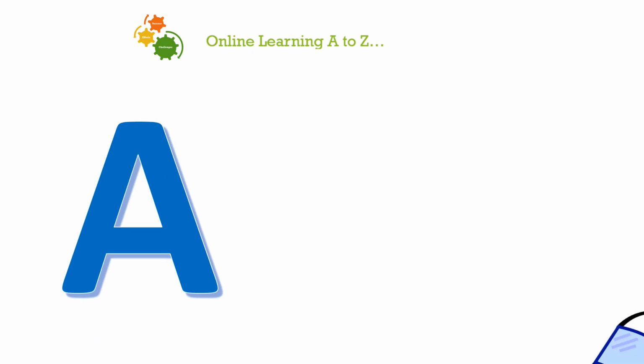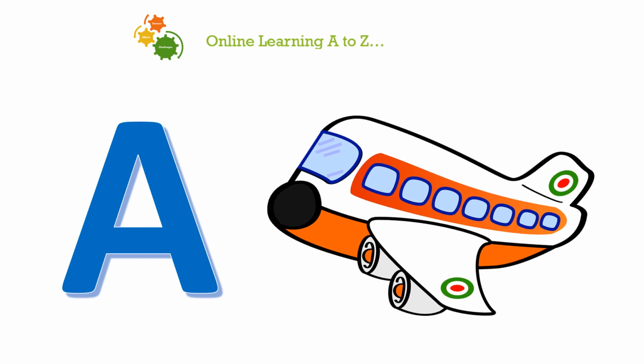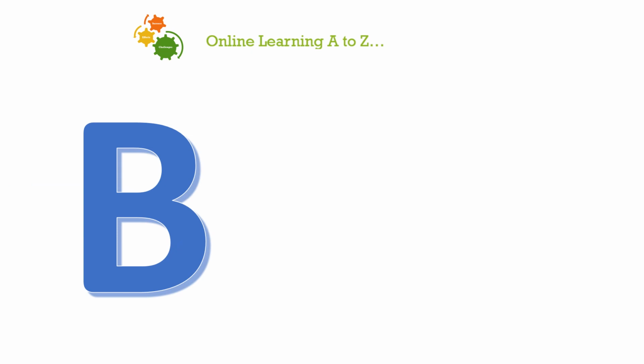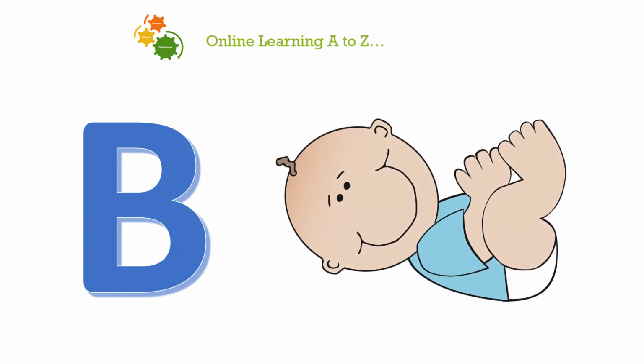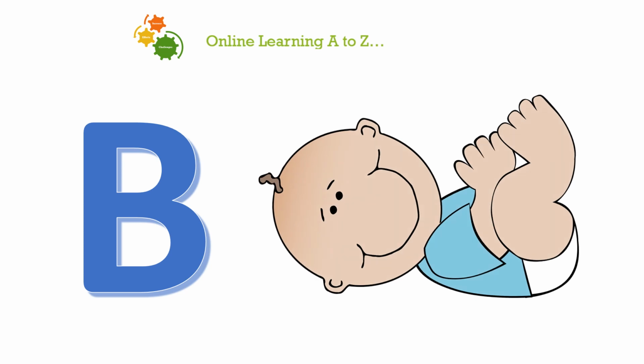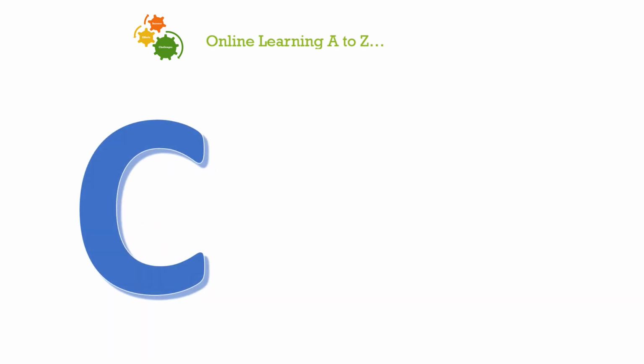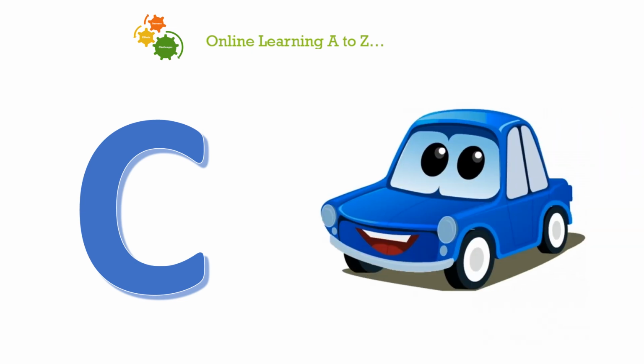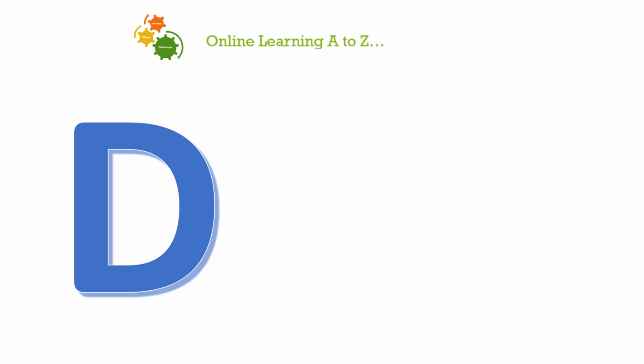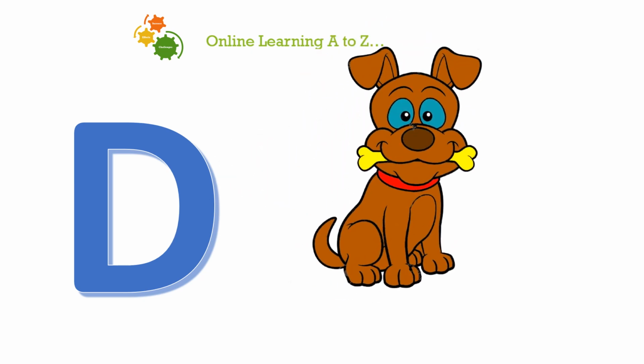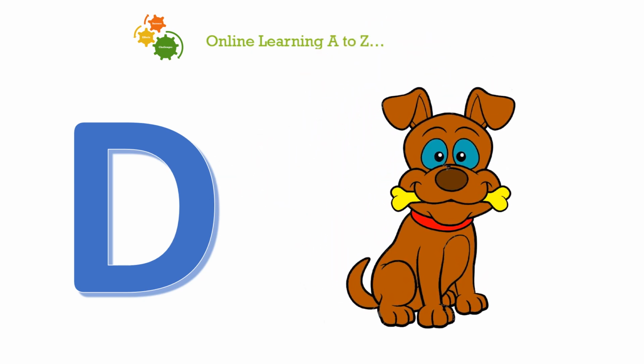A. A is for aeroplane. B. B is for baby. C. C is for car. D. D is for dog.